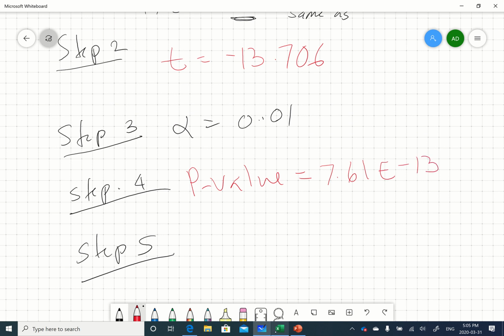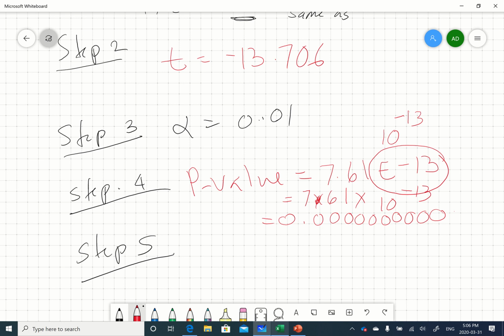What does that mean? So e to the power minus 13 means 10 to the power minus 13. So this is actually 7.61 times 10 to the power minus 13. If I expand this, it's like 0.1, 2, 3, 4, 5, 6, 7, 8, 9, 10, 11, 12, 7, 6, 1. So this is what the p-value is. Very, very, very small number, right?